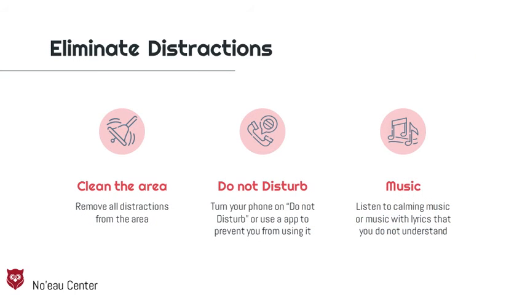Ways you can prepare a space for studying is to eliminate distractions from your nearby area, turn on Do Not Disturb or have an app that prevents you from using your phone, listen to calming music or music that helps you focus. If you're listening to the latter, try to have music that's in a language you do not understand.